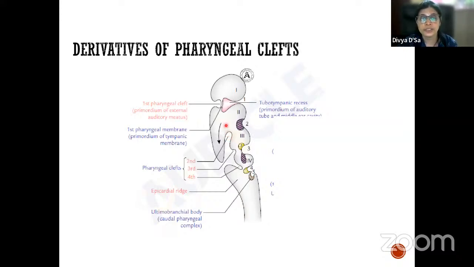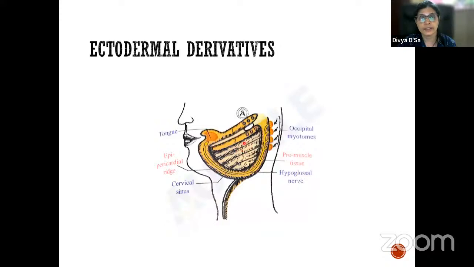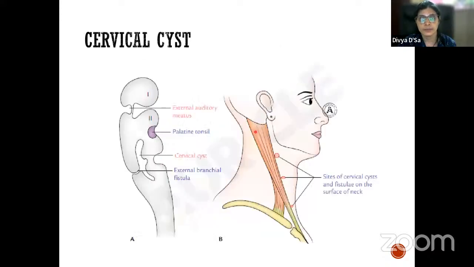So what happens is this portion will overgrow, and these clefts will all get obliterated. As they are growing, this will grow downwards, and it will fuse with this epicardial ridge here. This is the epicardial ridge. So when it is fusing, it will enclose a space, and that is known as the branchial sinus. It is called the branchial sinus.